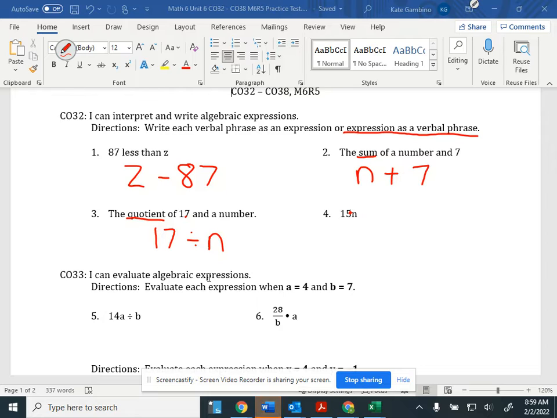So how would I write that in words? Landon? 15 times. Yeah, 15 times a number. Is that the only way we could write it? No. We could say 15 multiplied by a number. We could say the product of 15 and a number. Okay, we have that list of words that means multiply. So look at your list and use one of them. Any questions on the verbal phrase or expressions? Okay.